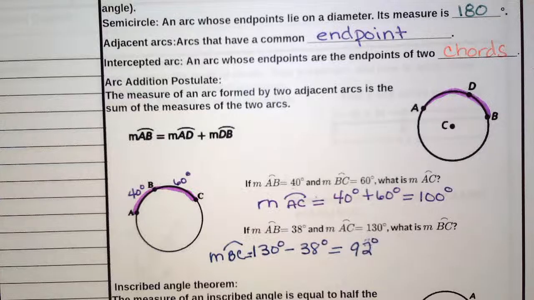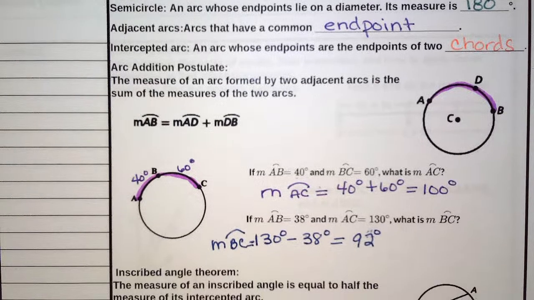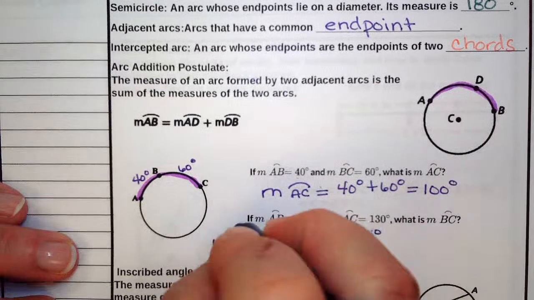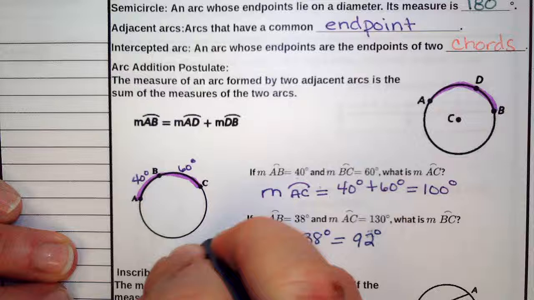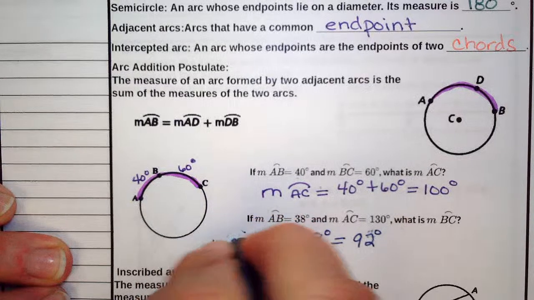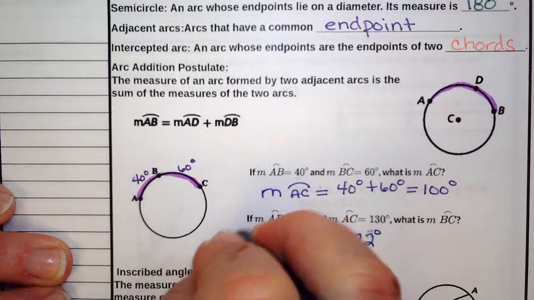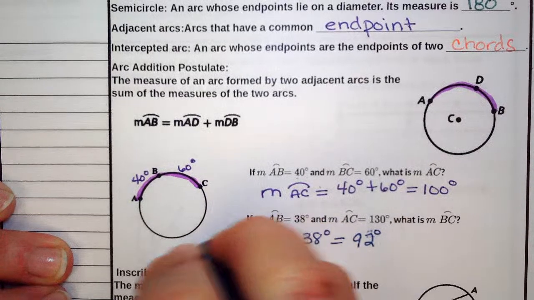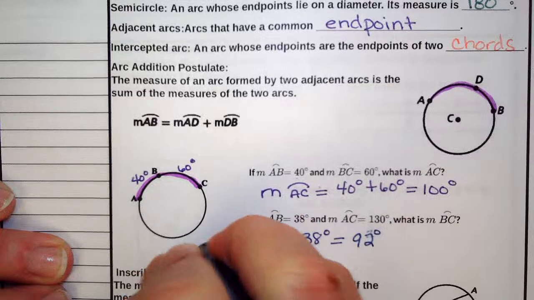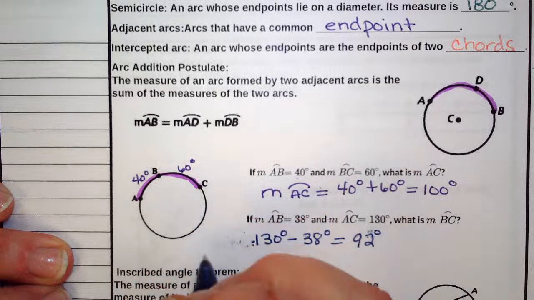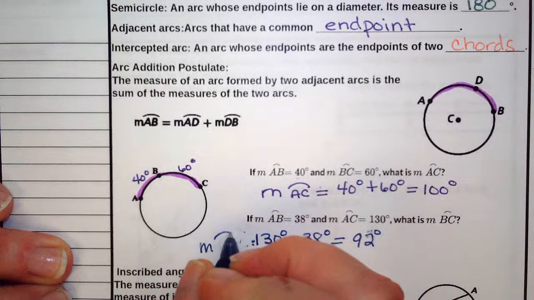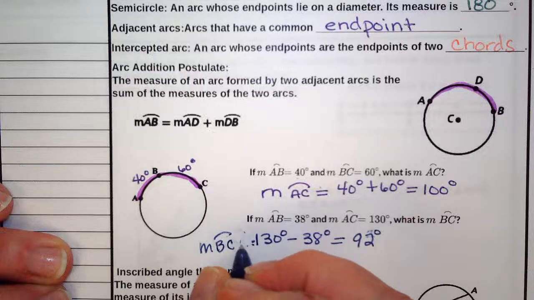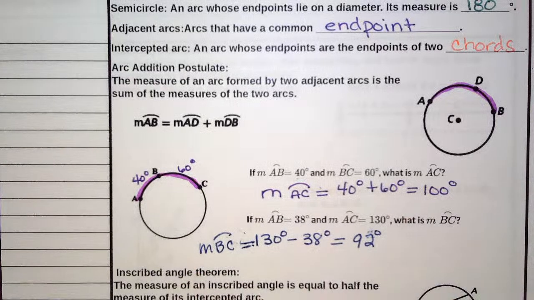Any questions? It's pretty similar to what we were doing before with the angle and the segment addition. The sum of the pieces is equal to the degree measure of the whole thing. That looks a little bit better.